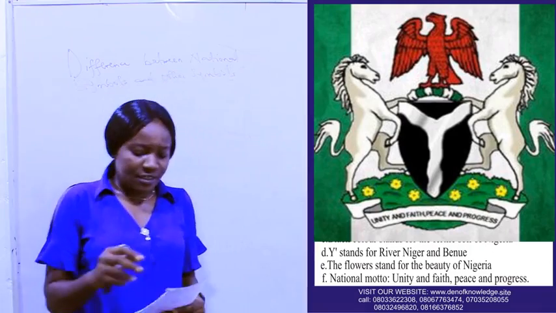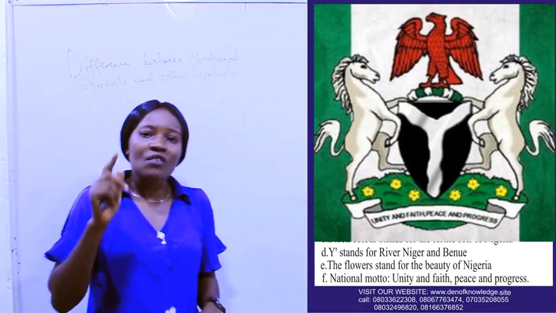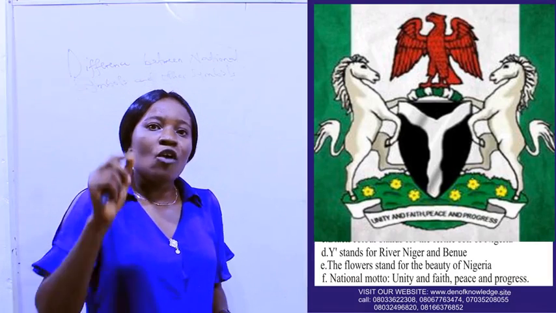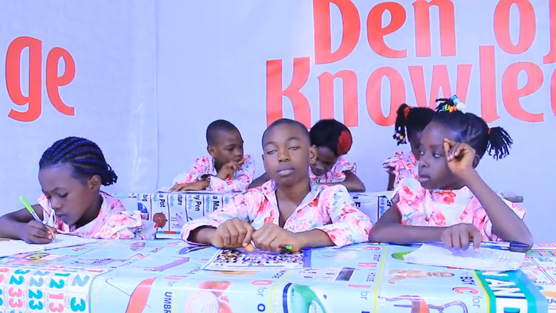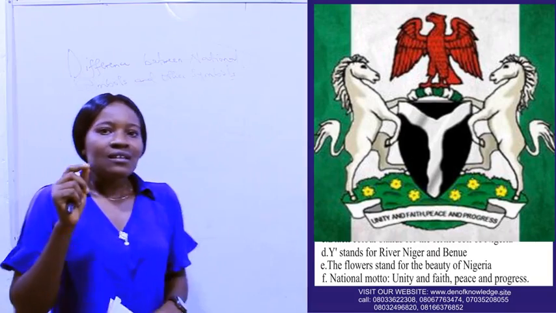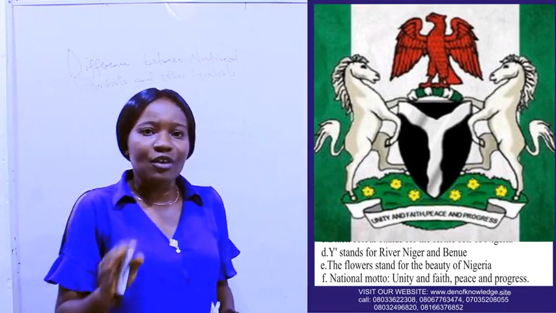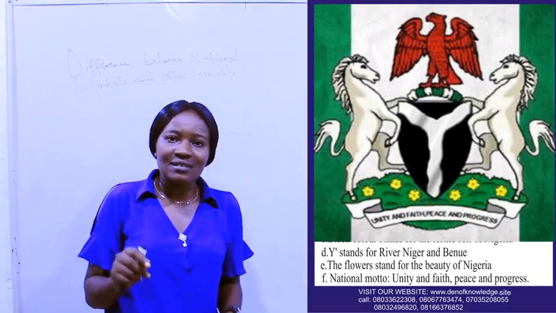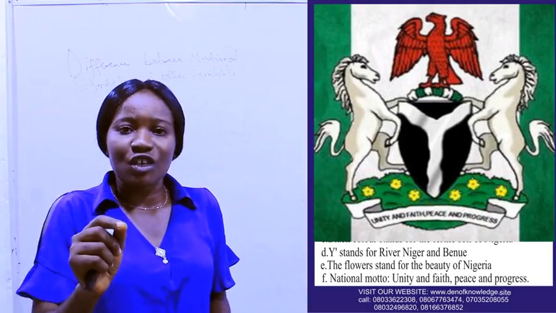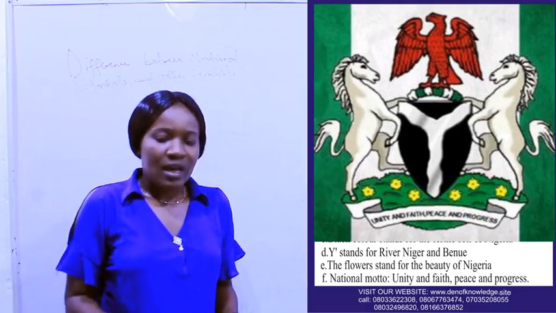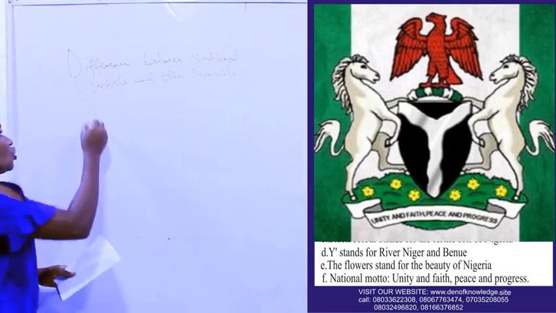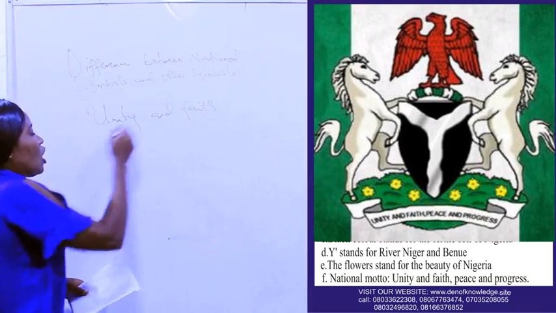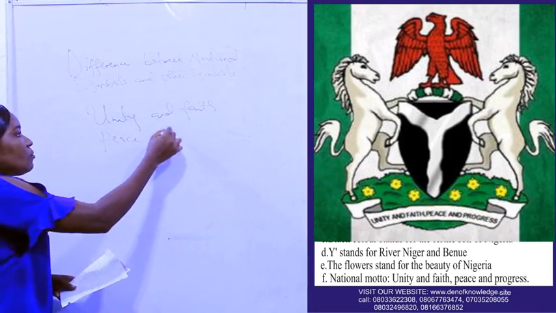The 2 horses stand for Nigeria. The black color stands for the fertile soil of Nigeria. The white wavy lines stand for River Niger and River Benue. The flowers stand for the beautification of the country. And the motto is unity and faith, peace and progress.